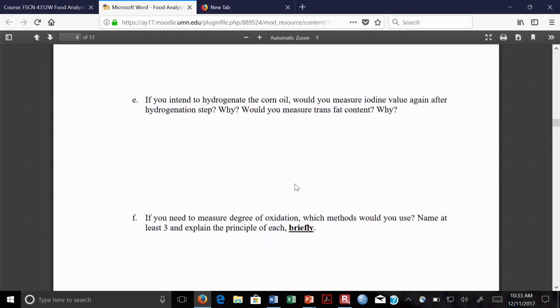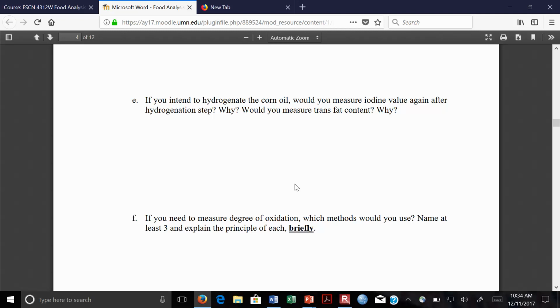If you intend to hydrogenate the olive oil, not the corn oil, we're talking about corn oil. Do you have questions about this calculation? Yeah. So if you intend to hydrogenate the olive oil, would you measure iodine value again after hydrogenation? Why? And would you measure trans fat content and why?